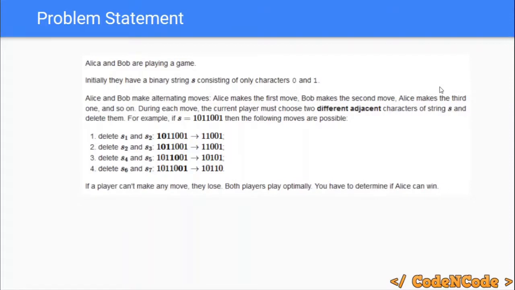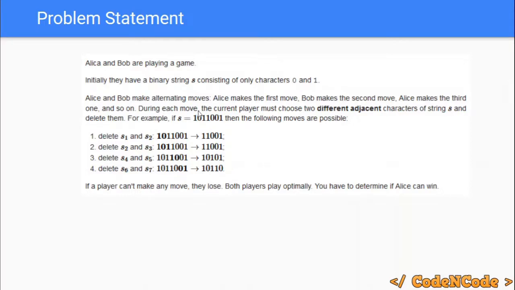We are given a string S, which is a binary string. That means it contains only two characters, 0 and 1. This is a game theory problem, so of course there is a game. Alice and Bob are two persons who are playing the game. Alice goes first and then Bob, and then they play alternately.